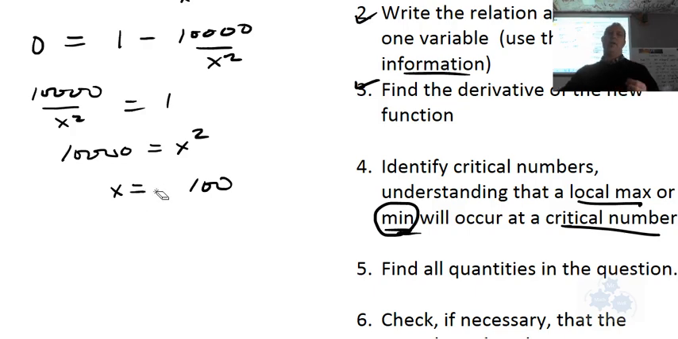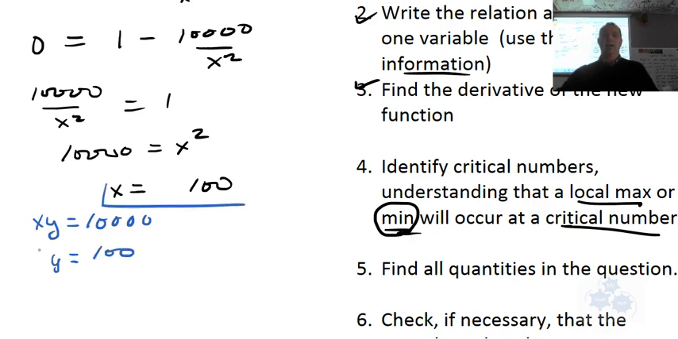That means that if we have a max or min, it's going to happen at this number, and it looks like 100. So what I want to do is find the other quantities in the question, and now that brings us back to, remember this, y is related to x because x and y have to multiply to 10,000. And so y is actually 10,000 divided by 100, or 100. So x is 100 and y is 100.